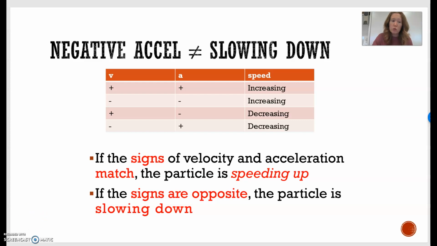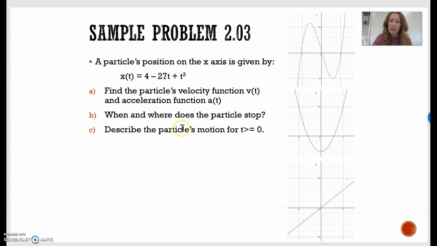Now I have this slide in here to remind me to tell you to go watch the video that goes with this sample problem, so that you can be prepared to solve for the acceleration as a function of time using the power rule.